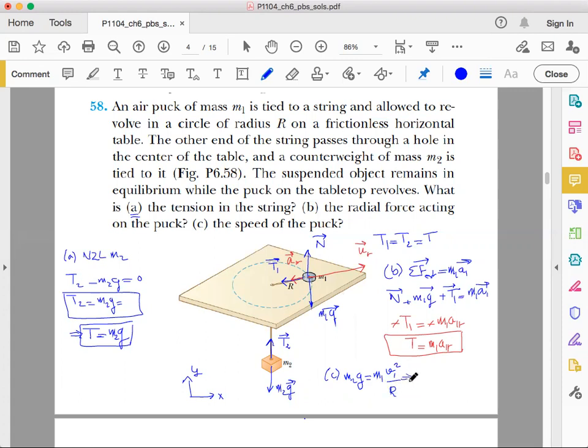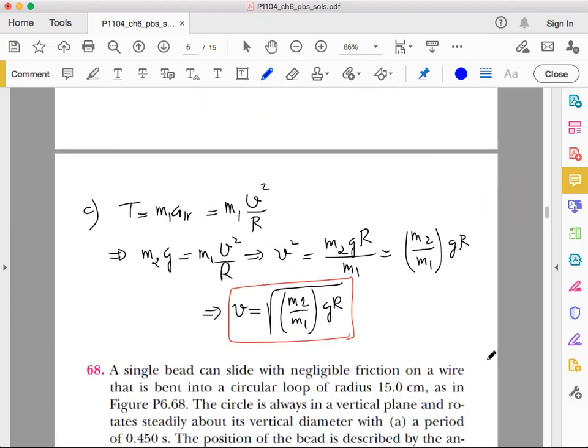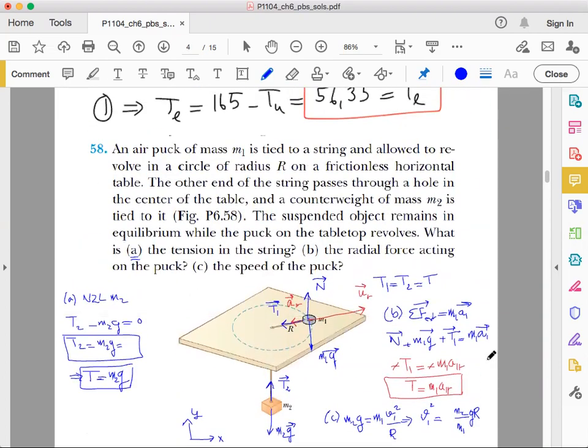And so from here we can deduce that v1 squared is equal to m2 g r divided by m1, so it's m2 over m1 times g times r. And if we're looking for v1, then you have to take the square root of this expression. And so that's it for this exercise. You of course have the solution up there below the exercise.